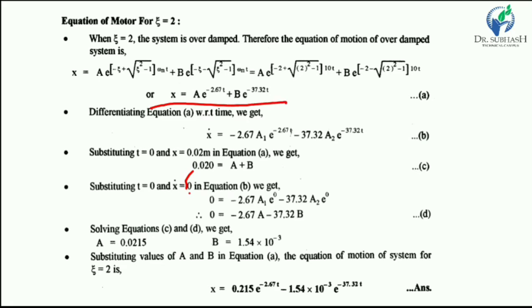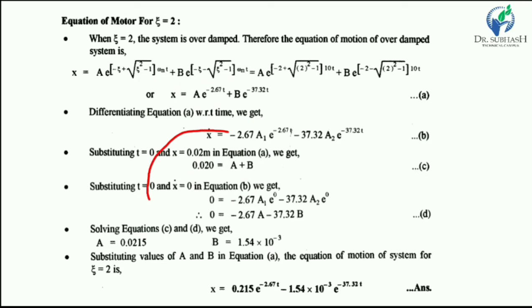Now put the value of boundary condition t equal to 0, so e raised to t is 0, so only a plus b remain, and x value is 0.02 meter. So from these boundary conditions we get the equation 0.02 equal to a plus b.